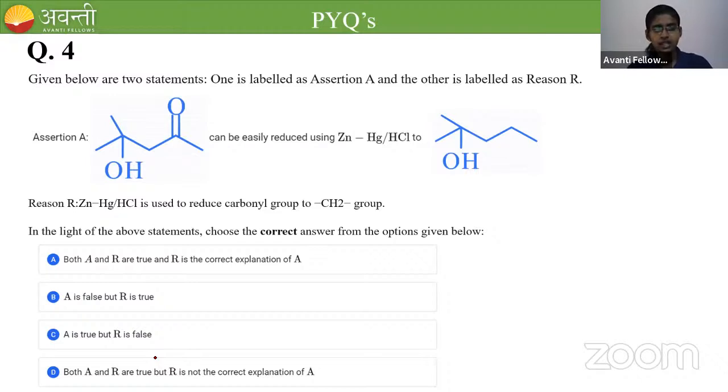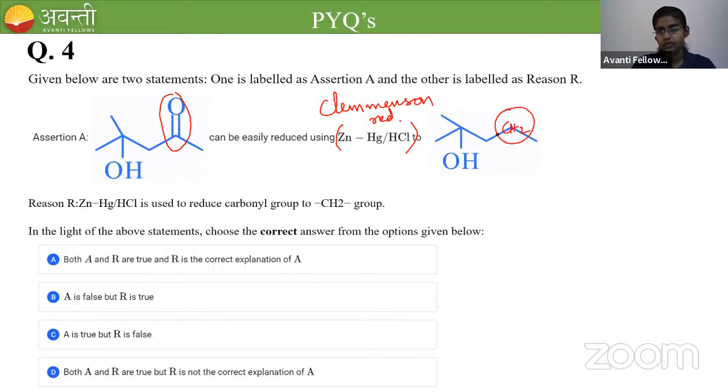So what is happening here in the assertion part? We are taking one reactant and treating it with zinc amalgam, that is zinc mercury with HCl, and the name of this reagent is Clemmensen reagent, right? We use this in Clemmensen reduction. And in the Clemmensen reduction, the C double bond O group will be converted to a CH2 group. So this is the Clemmensen reduction actually. Okay. And the Clemmensen reagent is used to reduce the carbonyl group to CH2 group, they are saying. What about the reason?